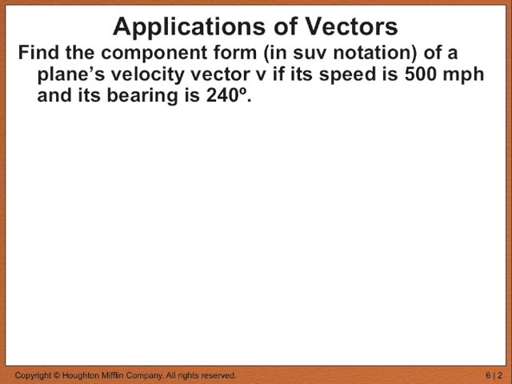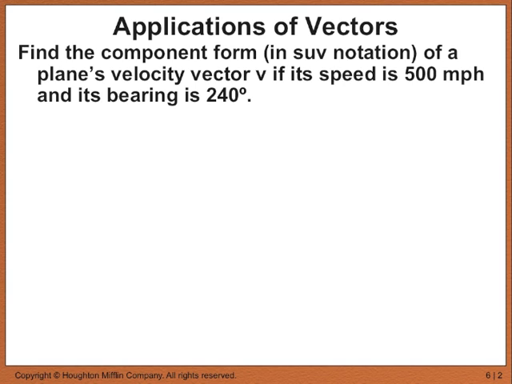Find the component form in SUV notation of a plane's velocity vector v if its speed is 500 miles per hour and its bearing is 240 degrees. A couple quick things before you get started. Remember that SUV just stands for standard unit vector. So you're going to give your final answer, your component form in SUV notation. That's the i's and j's.